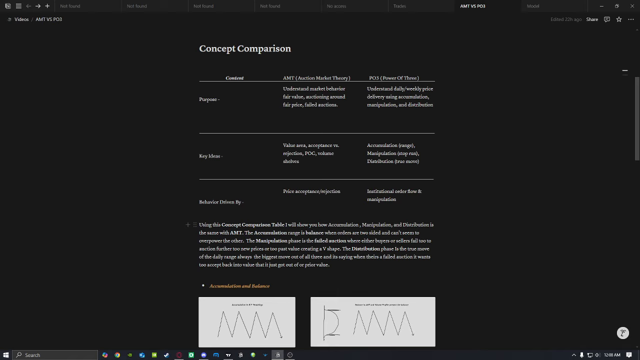Using this concept comparison table, I will show you accumulation, manipulation, and distribution is the same with AMT. The accumulation range is balanced when orders are two-sided and can't seem to overpower the other. The manipulation phase is a failed auction where buyers or sellers fail to auction further to new prices or past value, creating a V shape. The distribution phase is the true move of the daily range, always the biggest move of the three. And when there's a failed auction, it wants to accept back into price or into value that it just got out of, or prior value.